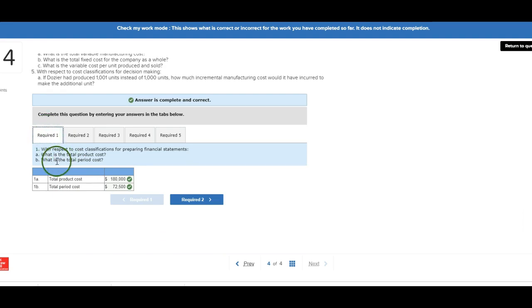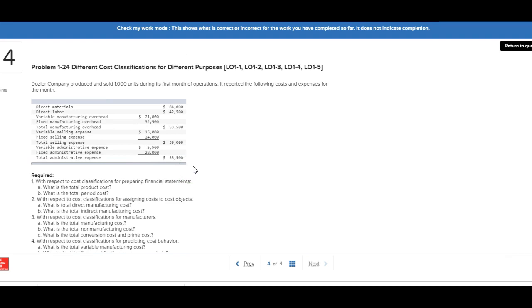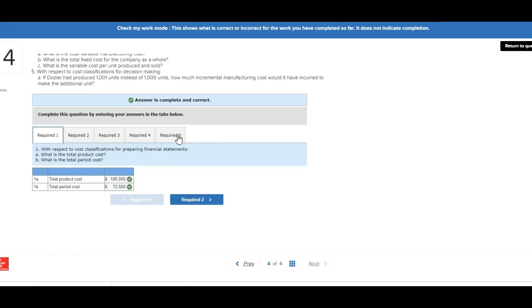Requirement number 1, what is the total product cost? And so with these new numbers, total product cost will be the $84,000 in materials, $42,500 in labor, and $53,500 in manufacturing overhead. And you would type in $180,000.